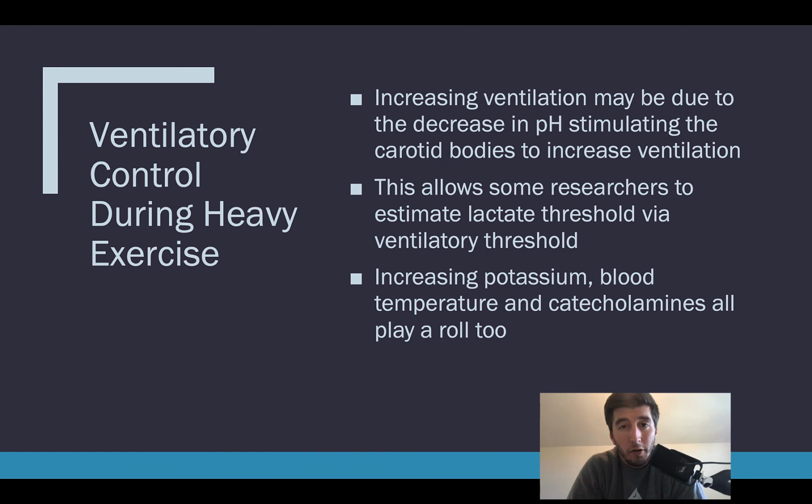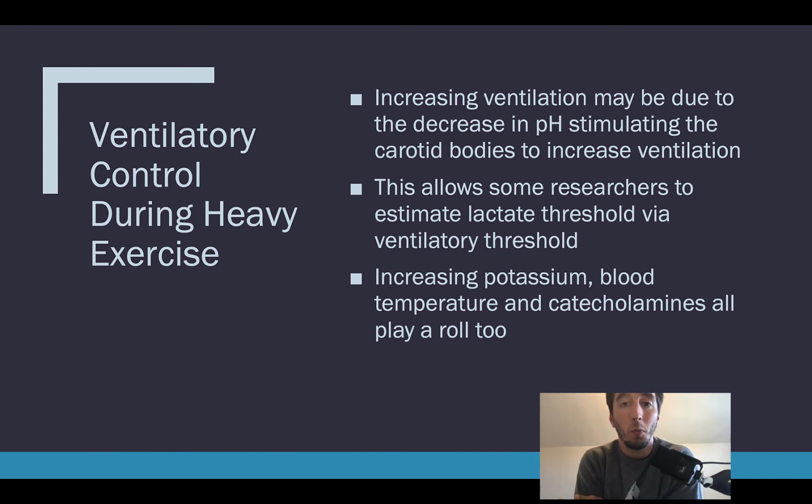Now, what about during heavy exercise? Well, you're going to have all those similar mechanisms from moderate intensity exercise, but you're also going to have one more level, and you're going to really start to have higher levels of blood signaling molecules. So you're going to have higher levels of potassium released from the body, and you're also going to have a change in blood temperature and a change in catecholamine presence. Every single one of those things is going to be sensed and cause an increase in ventilation.